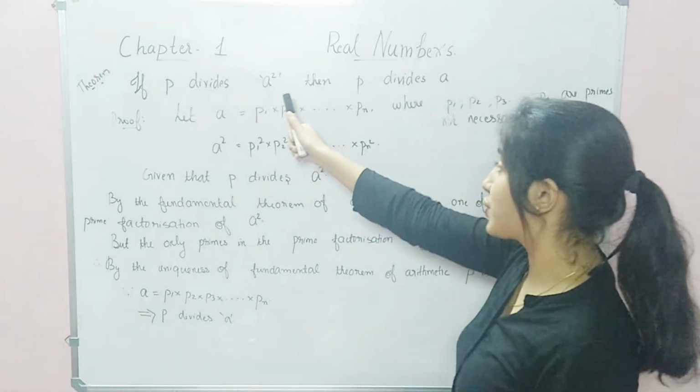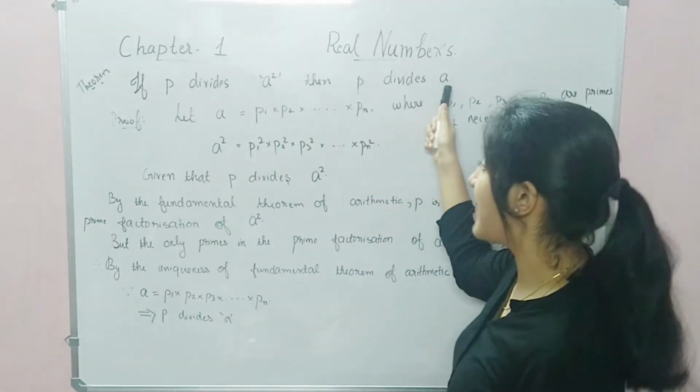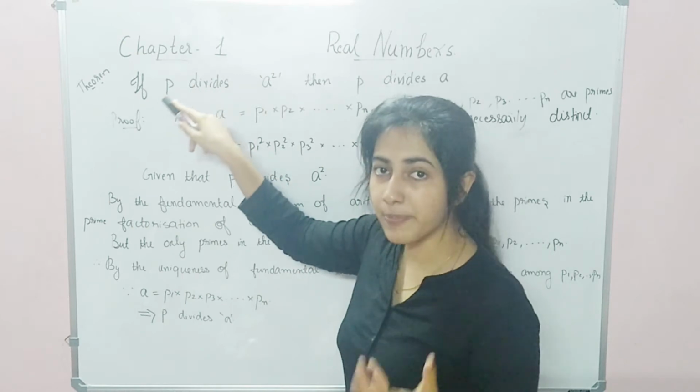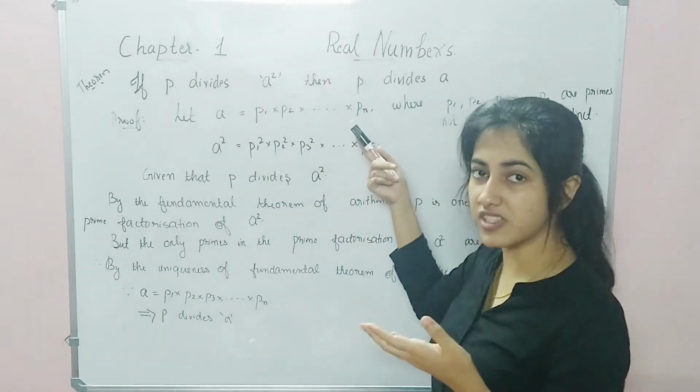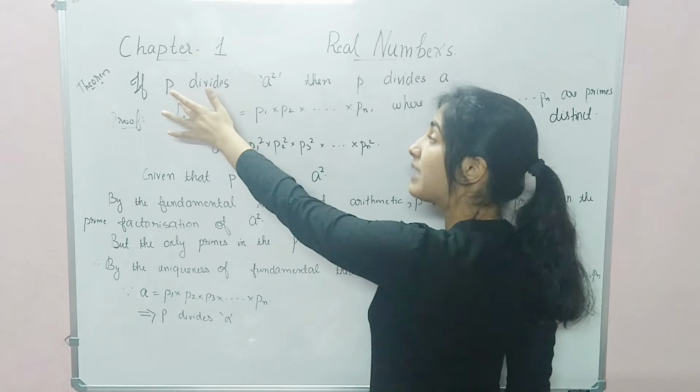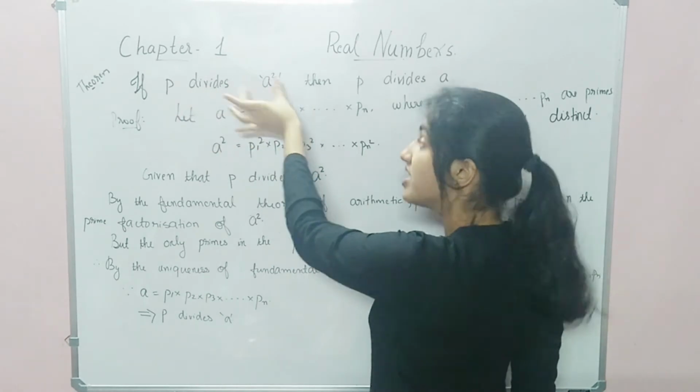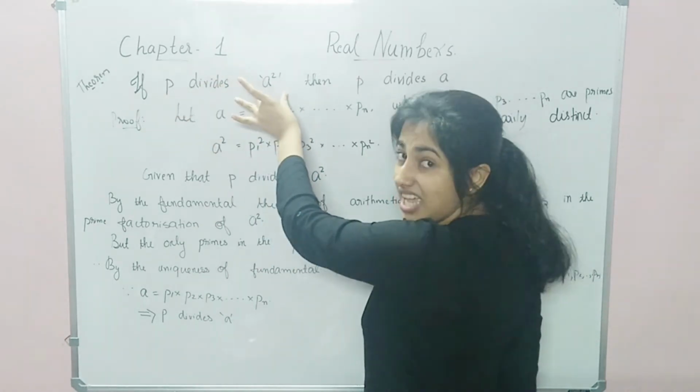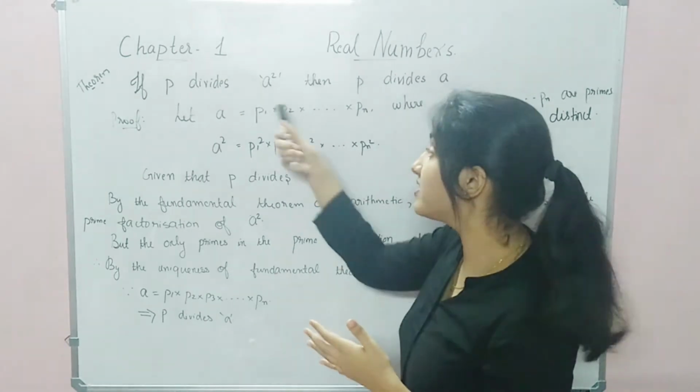If P divides A square, then P divides A. In the theorem statement it's given P is a prime number and A is any positive integer. If P is a prime number which divides A square, then P also divides A. Let us see the proof of this theorem.